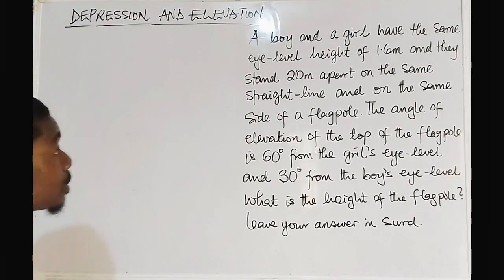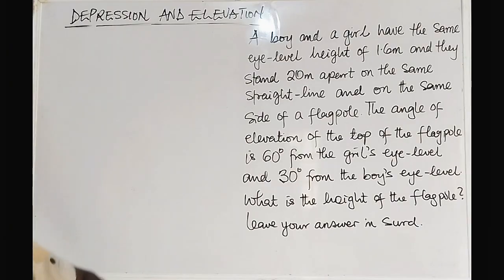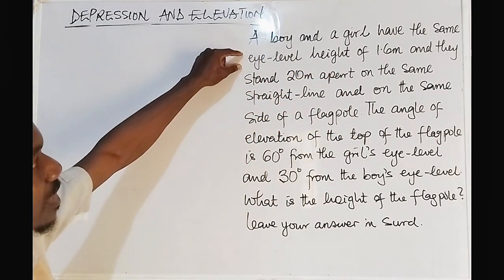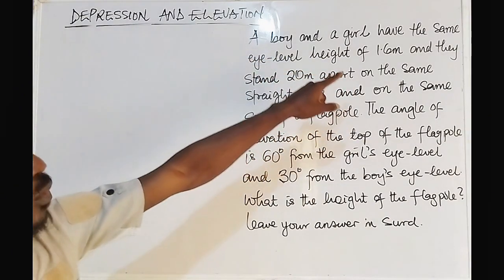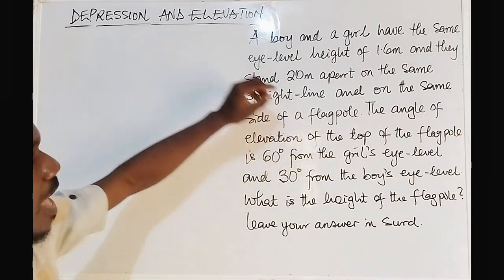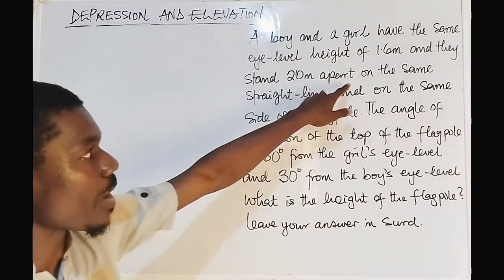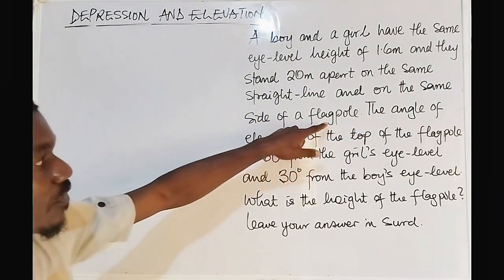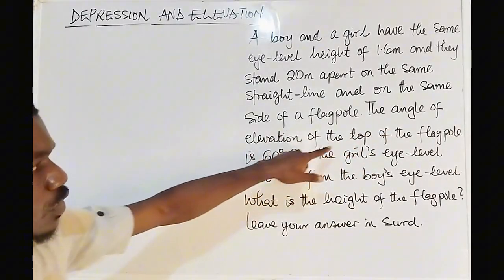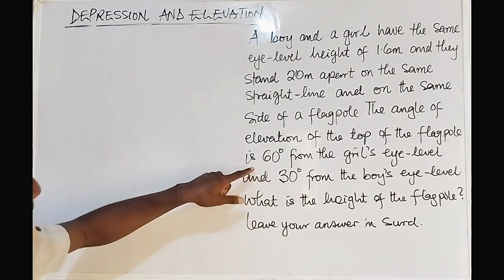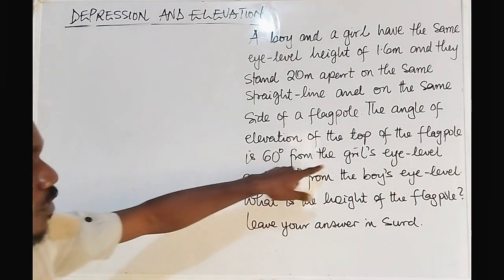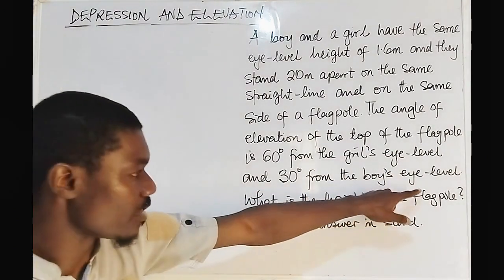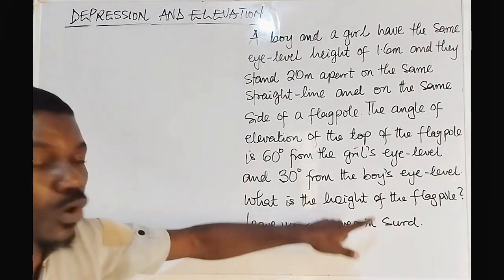Let us look at this question in depression and elevation. Now it says a boy and a girl have the same eye level height of 1.6 meter and they stand 20 meter apart on the same straight line and on the same side of a flagpole. Now the angle of elevation of the top of the flagpole is 60 degrees from the girl's eye level and 30 degrees from the boy's eye level. What is the height of the pole?